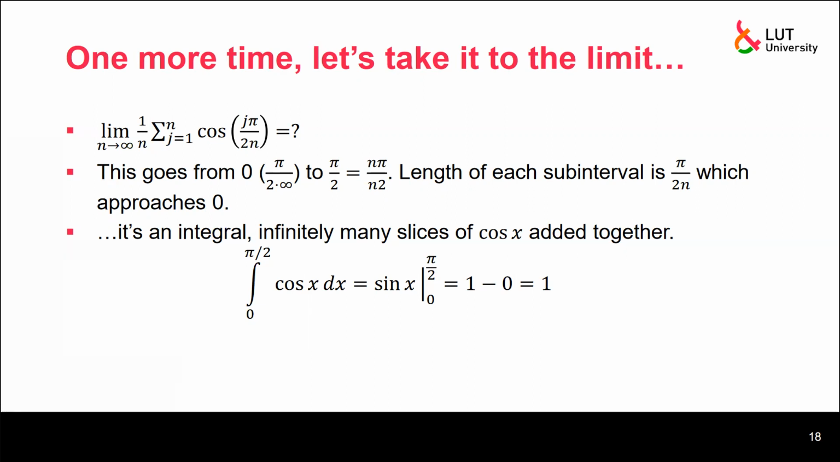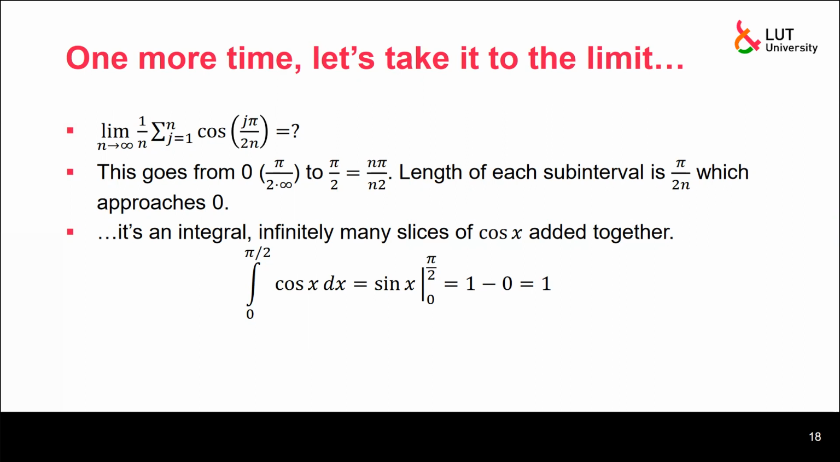Anyway, we go from 0. So when we have this n equals infinity there, and j is 1, well, j anything else than infinity doesn't really matter here. It's 0 when we divide by infinity. We're going to n over n times pi over 2. The n's cancel out, so we go to pi over 2.